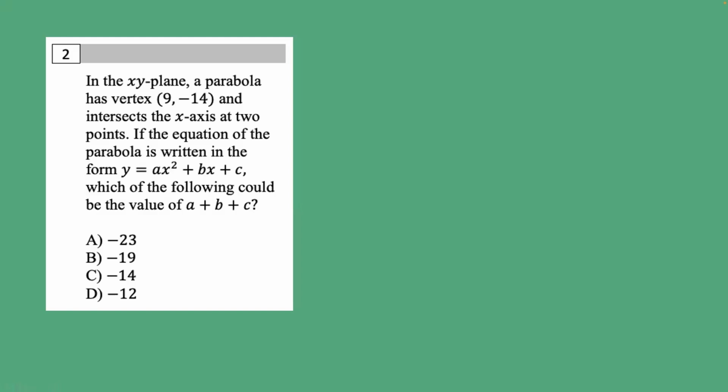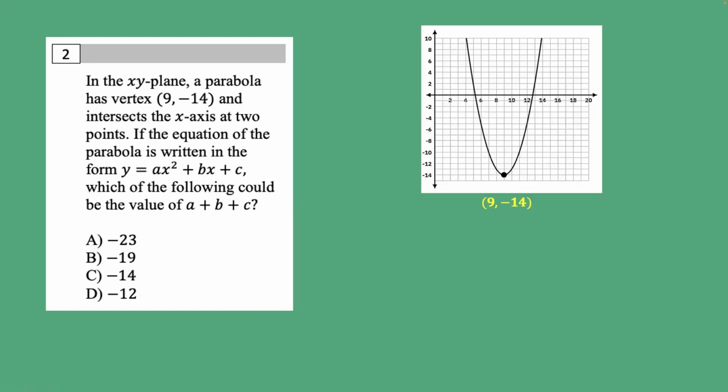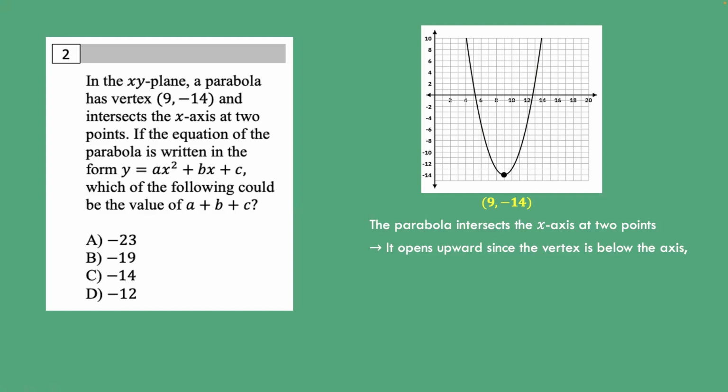The next example. In the xy-plane, a parabola has vertex (9, -14) and intersects the x-axis at 2 points. If the equation of the parabola is written in the form y equals ax squared plus bx plus c, which of the following could be the value of a plus b plus c? We have a parabola with its vertex at (9, -14) and crosses the x-axis at 2 points. Since the vertex is below the x-axis, the parabola must open upward. This tells us a is greater than 0 in the form y equals ax squared plus bx plus c.